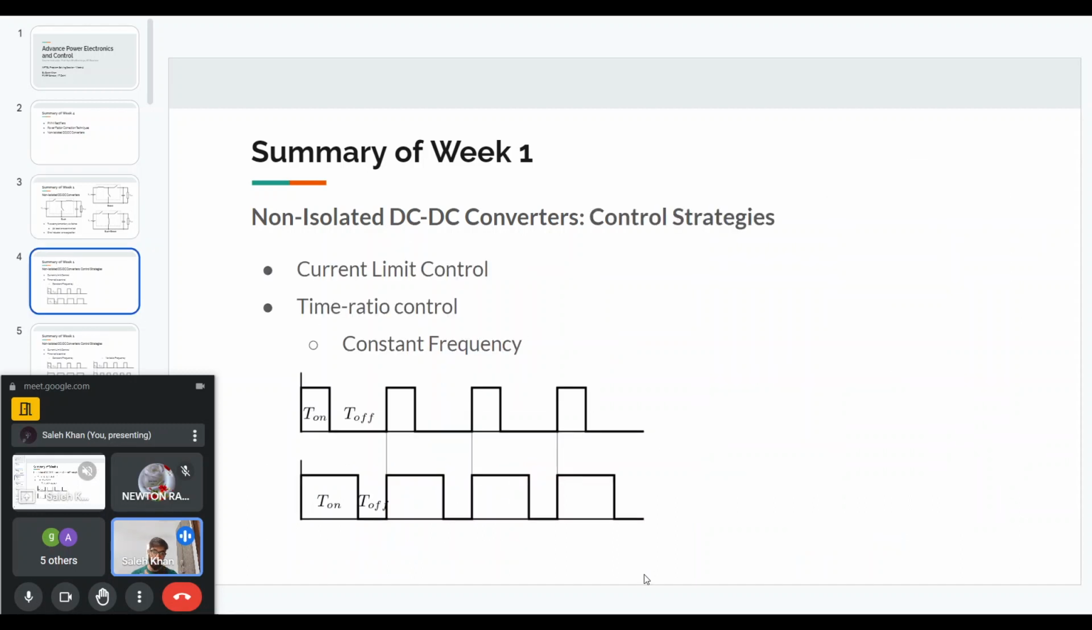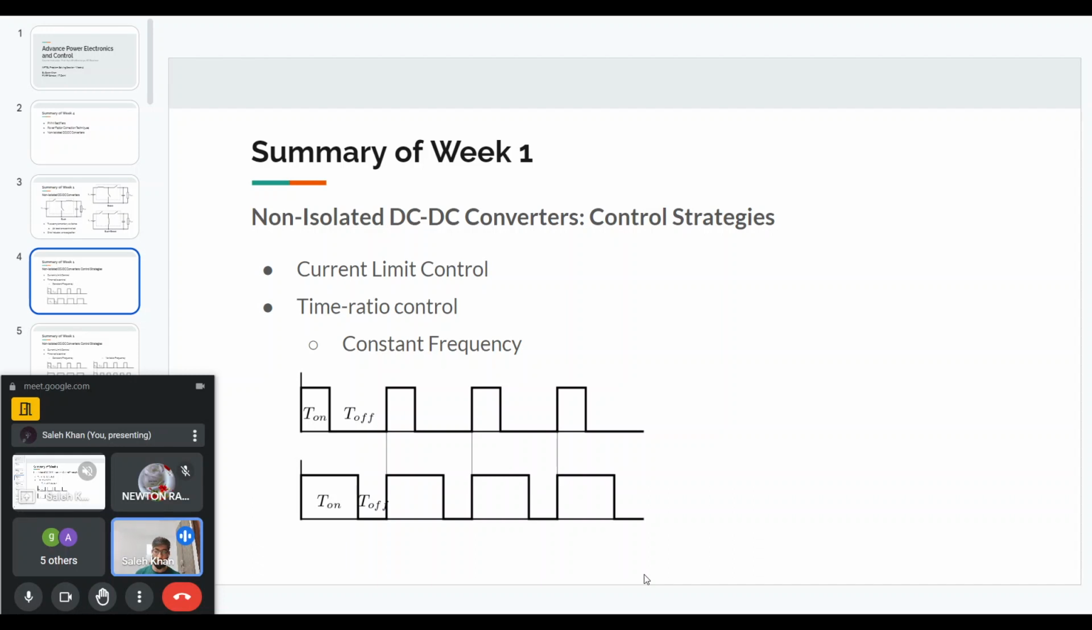Next I talked about the different control strategies. Current limit control, I explained in the first problem. In that, we have some current limits, and based on when we hit those current limits, we turn on the main device or turn it off. So that is current limit control.